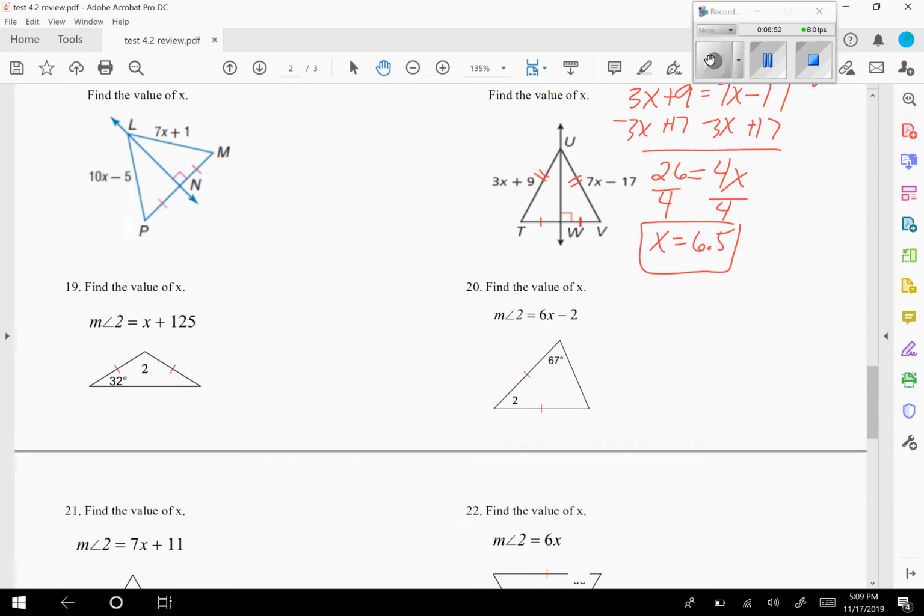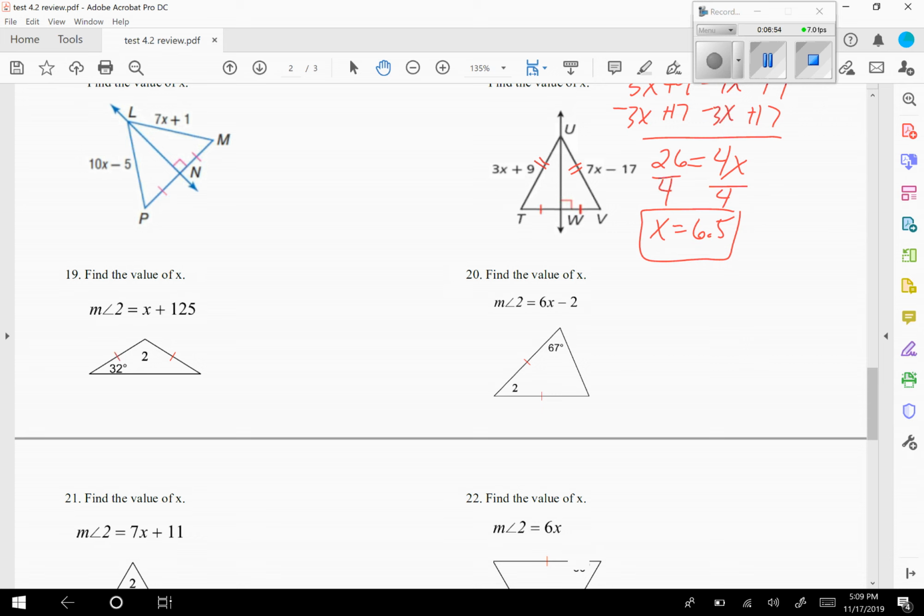All right, number 20 here. It says find the value of x. Okay, and it says the measure of angle 2 is 6x minus 2. We can see here this is an isosceles triangle because these two are marked congruent. So that means that our two base angles are congruent. So if this one is 67, this one over here is also 67.